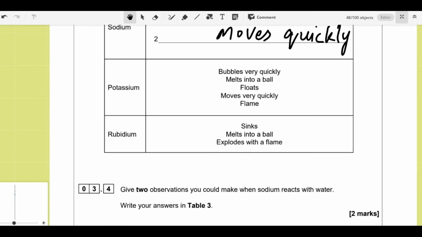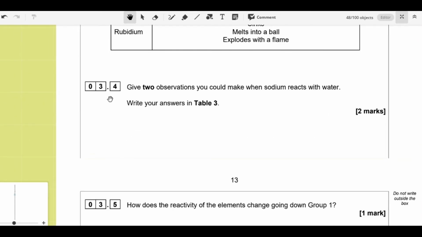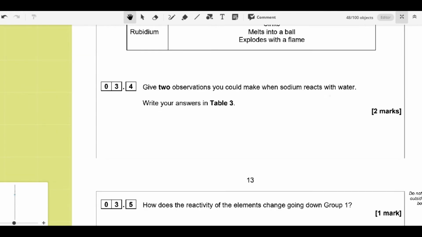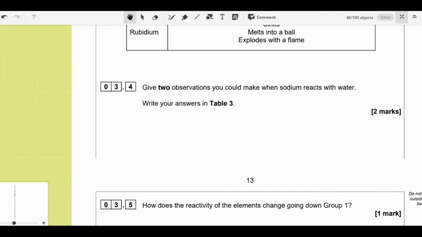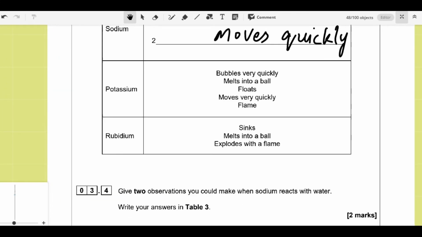Next, potassium is already present and rubidium is already here. Next, 3.4, give two observations you could make when sodium reacts with water. You can write your answer in table 3, and you already did here.